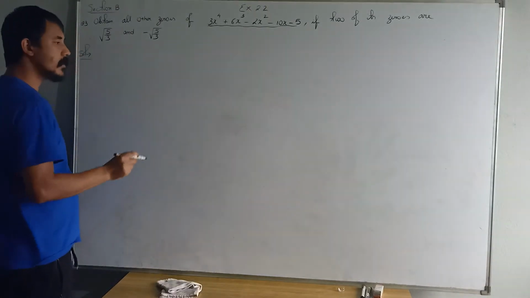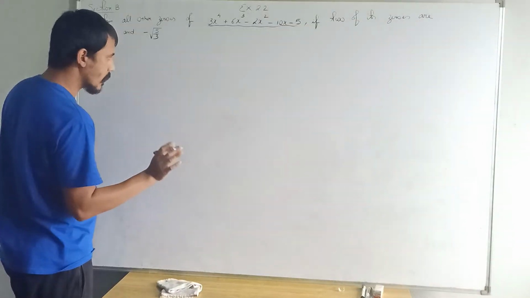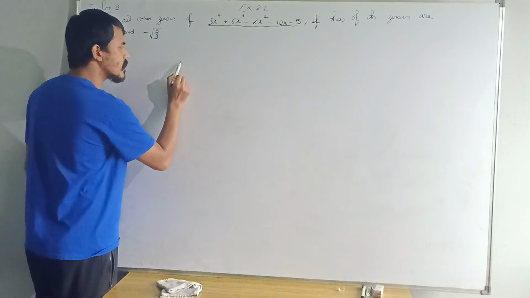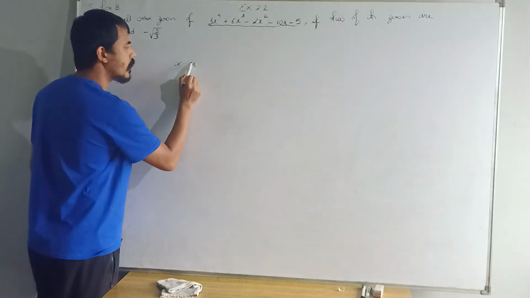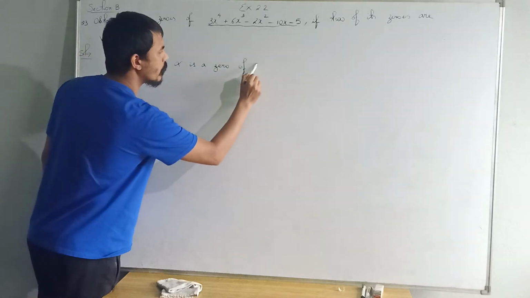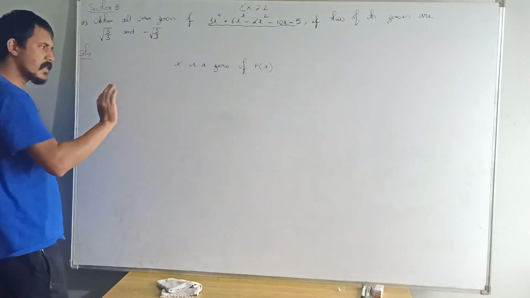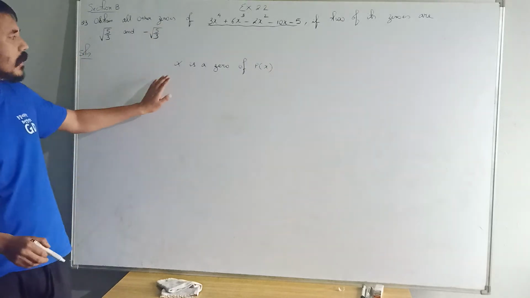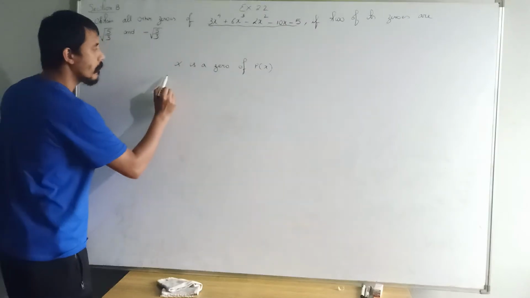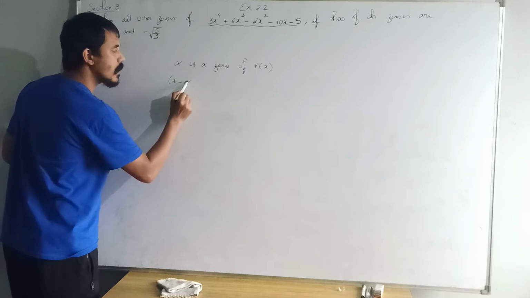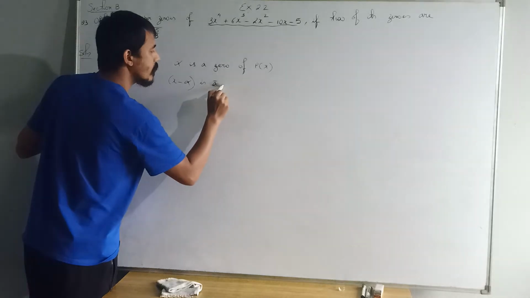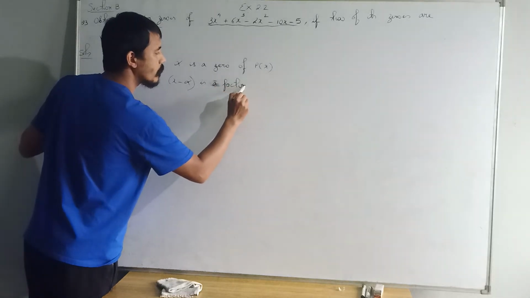Now we need to learn another concept that we have studied in class 9, in your lower class. It says like this. Let's consider that alpha is a zero of any polynomial p(x). Then x minus alpha will be called as a factor of that polynomial p(x).